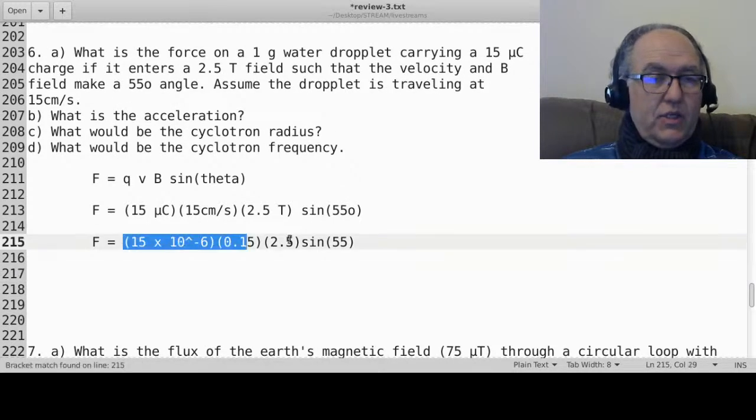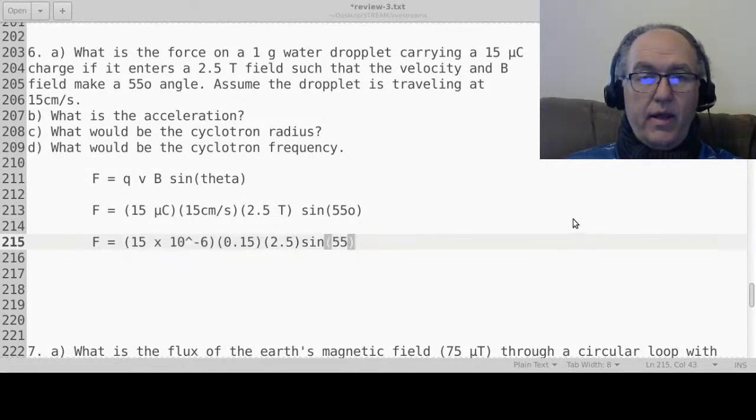I should be able to cut and paste this directly into my calculator. It doesn't like something. I know what it doesn't like, it doesn't like the sine. There's something else it doesn't like. What's it not liking? Multiplied by sine of 55 degrees. There we go.